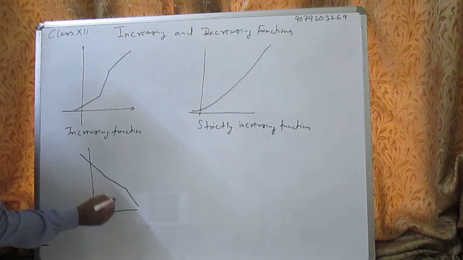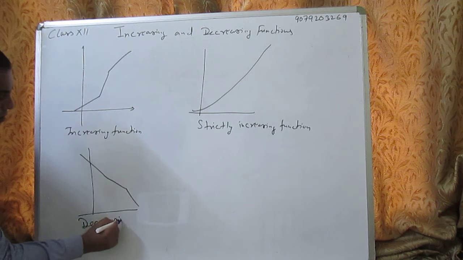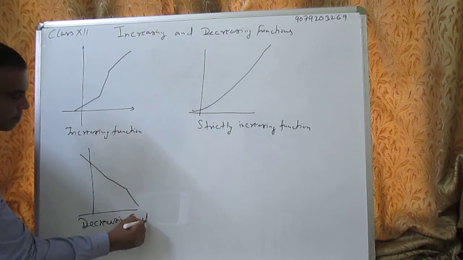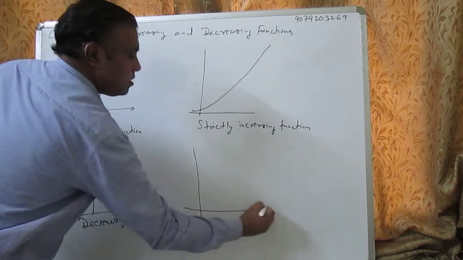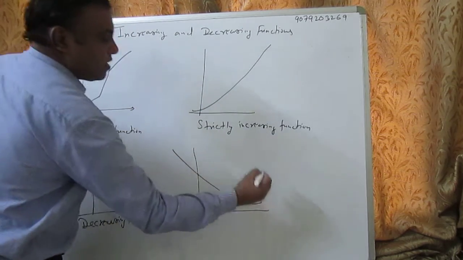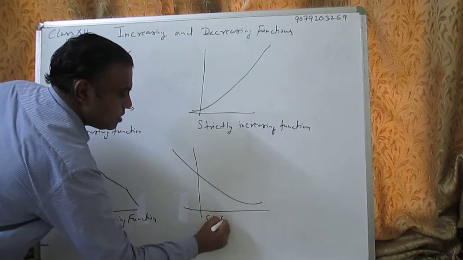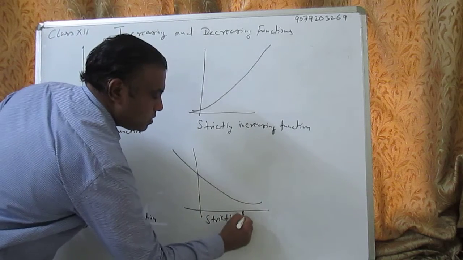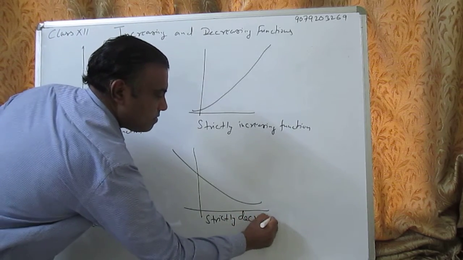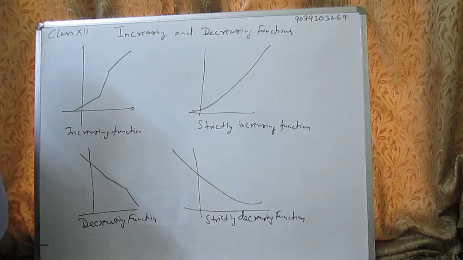If the graph is like that, this is a decreasing function. If the graph is continuously decreasing, it is a strictly decreasing function.